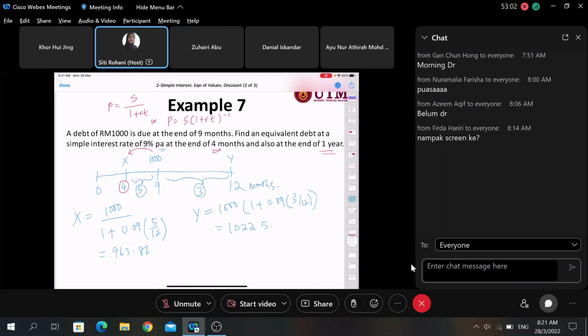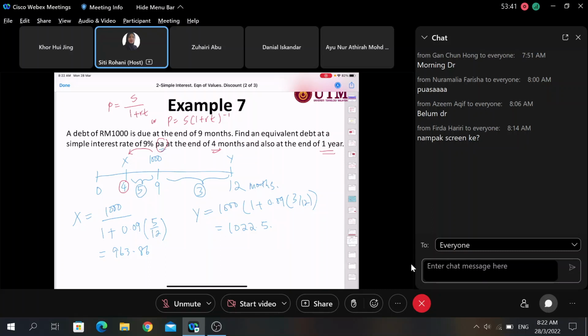So you just insert S is 1000, divided by 1 plus R times T. Now your interest is per annum, so you use 0.09. However, since your interest is in terms of years, remember you need to change your time to years as well. So 5 months, you should divide by 12. And then you will get around 963.86. This is at the focal point of 4 months.